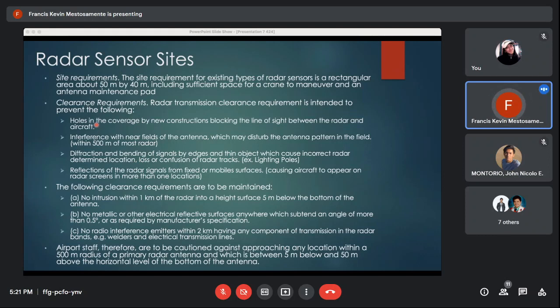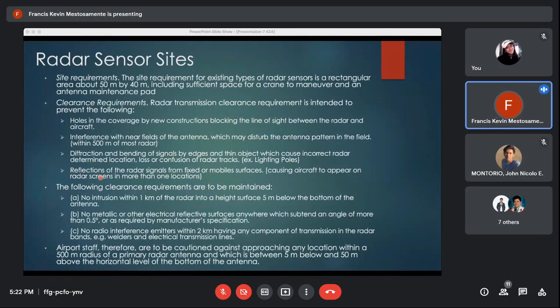The first one, of course, yung blocking. So pwedeng ma-block yung signals by any construction or any object infringement doon sa area. So one is blocking, two is interference. So pwedeng magulo yung ating radar sensor site ng mga iba pang antenna present doon sa ating airport. Third is diffraction. Ito naman, nangyayari to pag yung signal is na out of track. So, may possibility na, example dito, pulse, it could possibly cause na ma-diffract yung ating signal. So, that's third diffraction. Fourth is reflection.